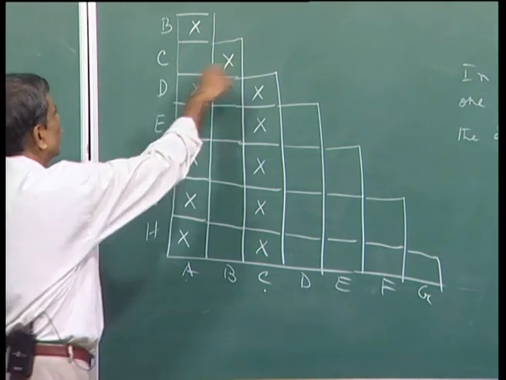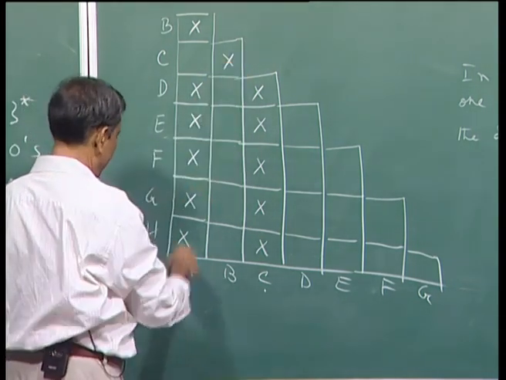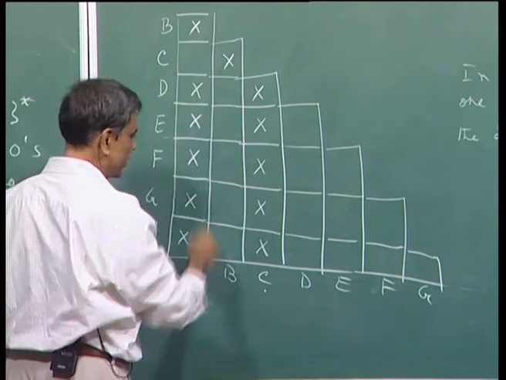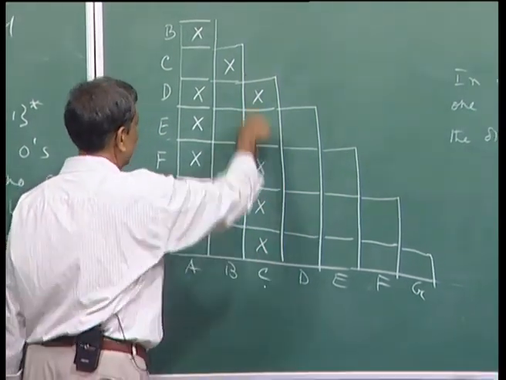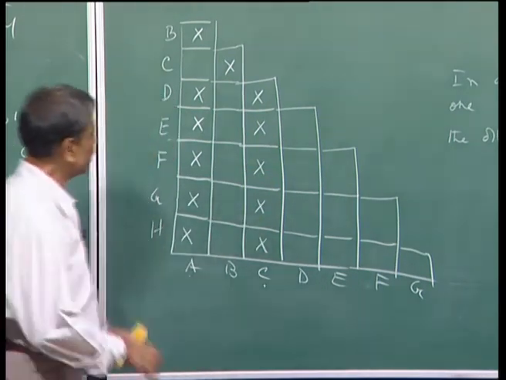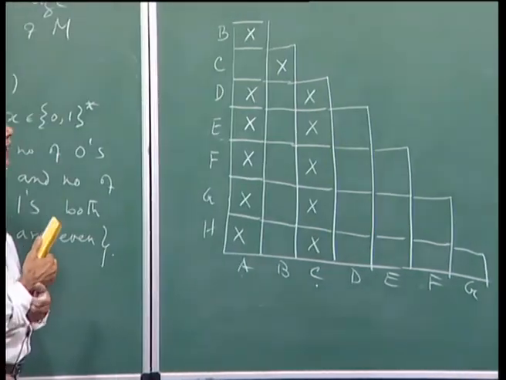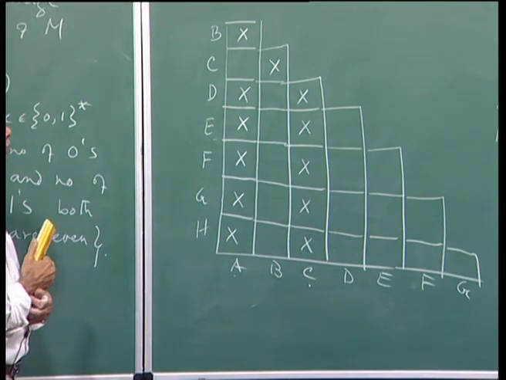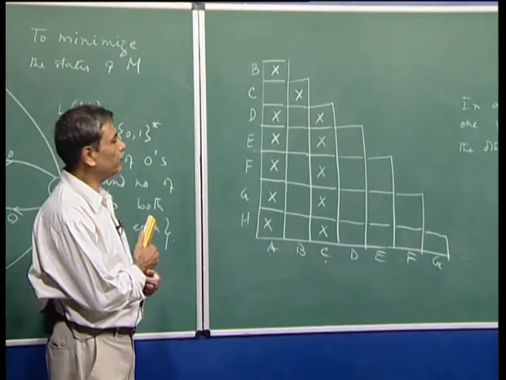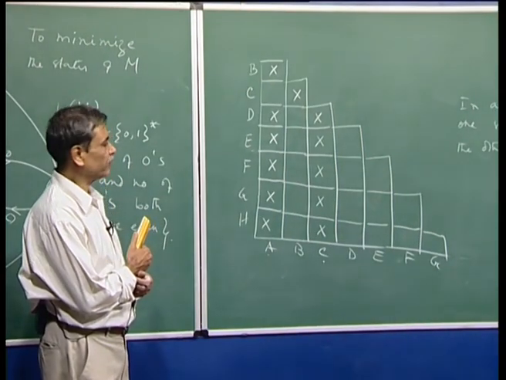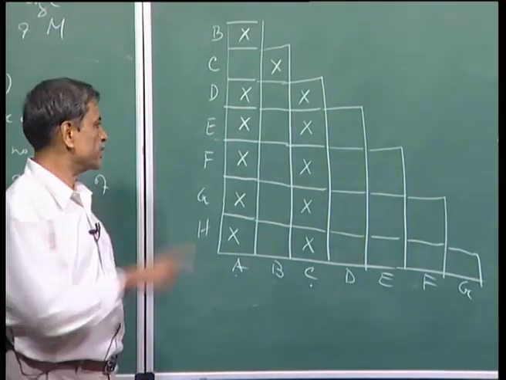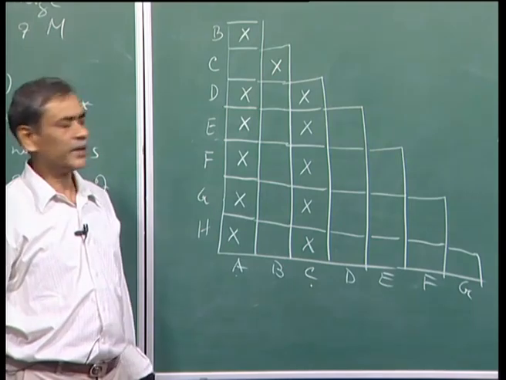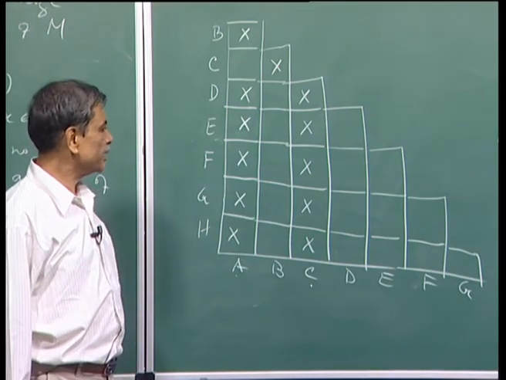The C column I have completed, and the A column I have completed. So, these are the only crosses that I can put to begin with in the initialization phase. Now, we will start the iteration. This was the initialization phase, and now the iteration.